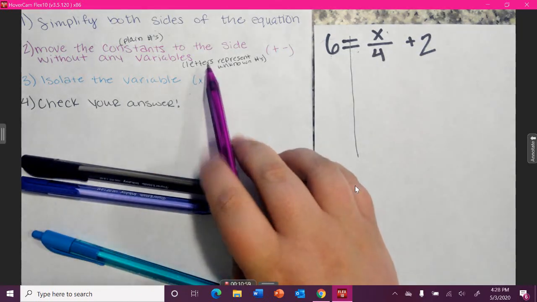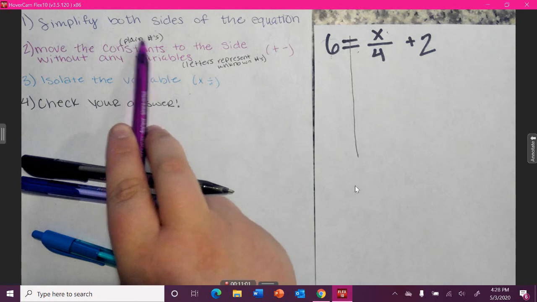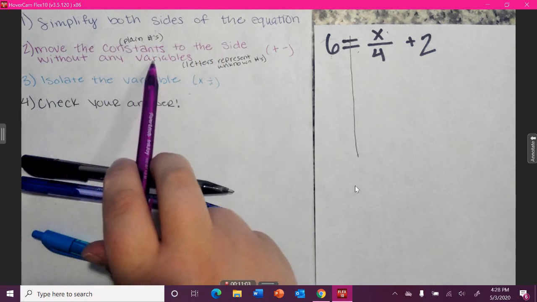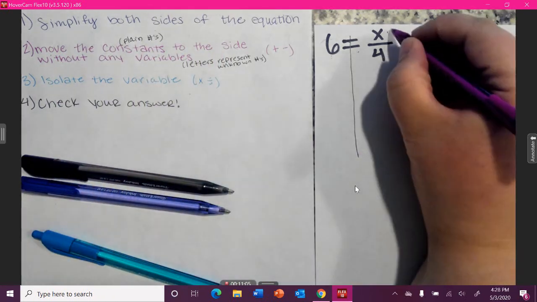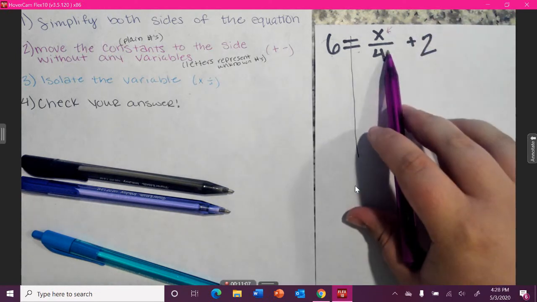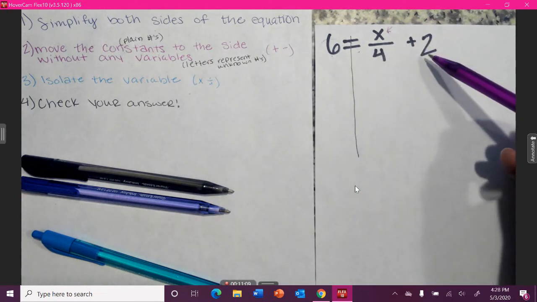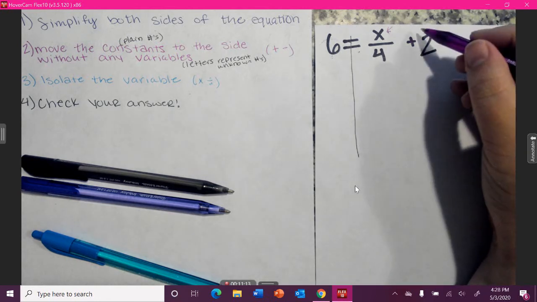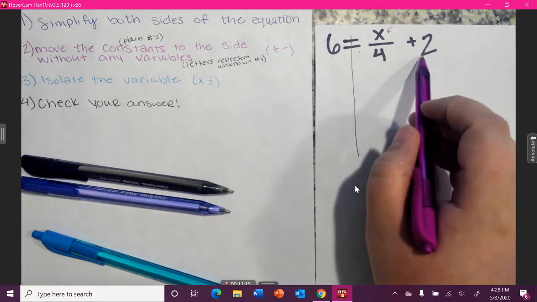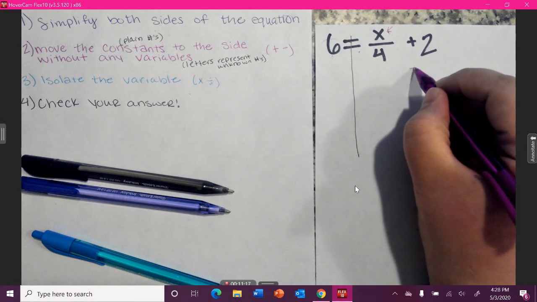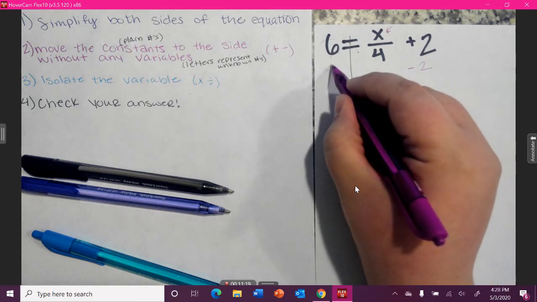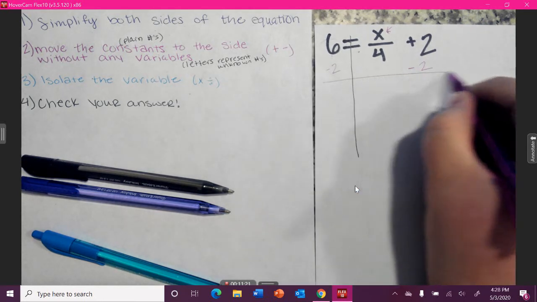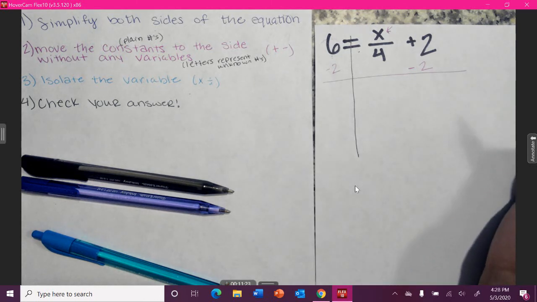The second step is to move all of my constants, or plain numbers, to the side without any variables. My variable is x and it's on the right side, so I have to move every constant to the left side. The constant on the right side is plus 2. To move that, I should subtract 2. Now I'm just going to combine those terms.